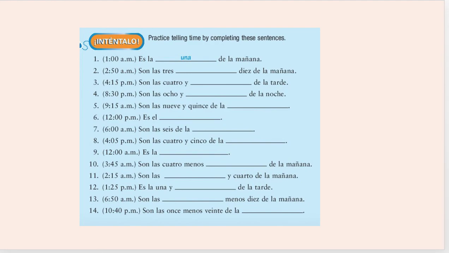Son las 4:15 de la tarde. It is 4:15 in the afternoon. I suppose you could say son las 4:15 de la tarde, but generally speaking, cuarto is much more frequently used. Son las 8:30 de la noche. 8:30 p.m. Son las 9:15 de la mañana. De la mañana.